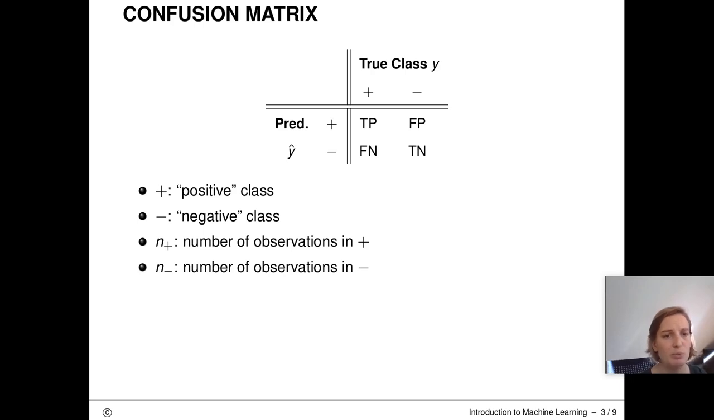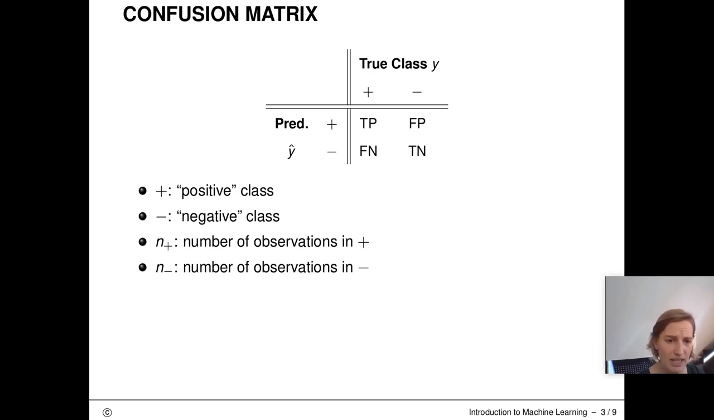Let's look at our 2x2 confusion matrix again, which tabulates the predictions versus actual classes. This confusion matrix tabulates how many correct and incorrect labelings happened in the respective entries. In this unit, we will only consider binary systems, and I will call one of the classes the positive class and one the negative class. Their respective class sizes we denote by n plus and n minus. So n plus for the positive class and n minus for the negative class.